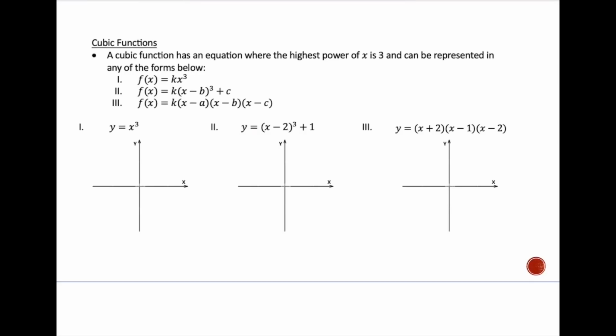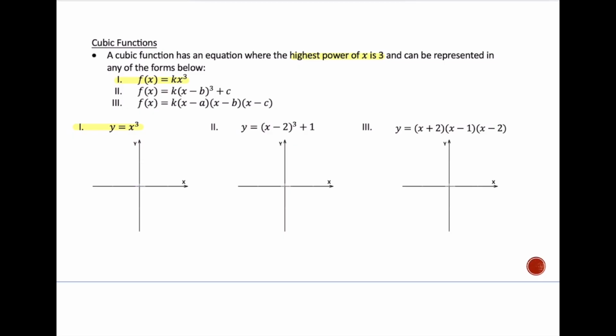A cubic is an equation where the highest power of x is 3, and we can graph it in one of three ways. The first way is where we have a constant in front of x to the power of 3, and we're only going to start by looking at positive constants. Like our first example here, the standard graph of a cubic function is one where when x is 0, y is 0, so we go through the origin.